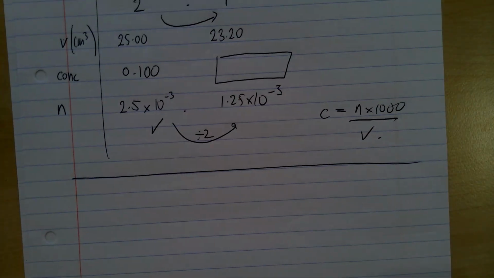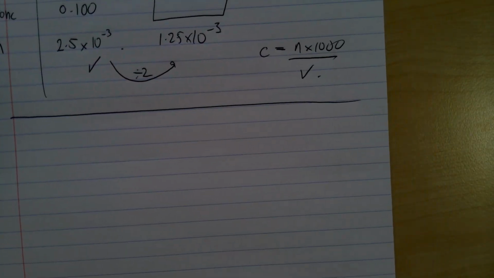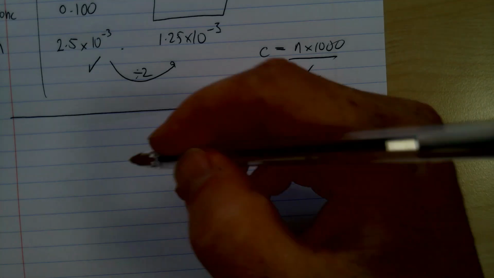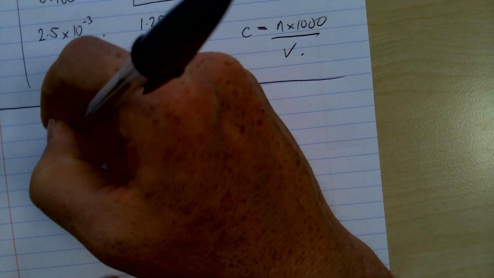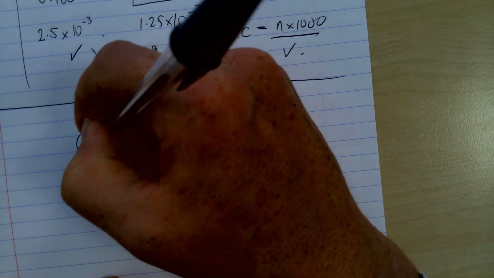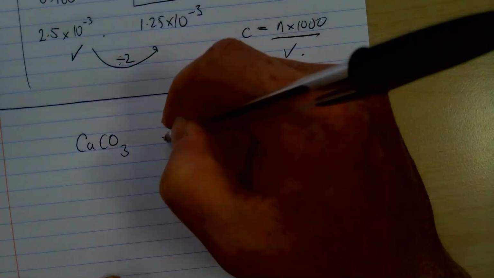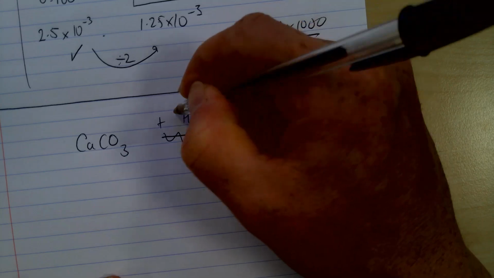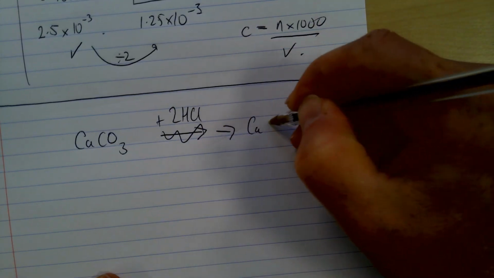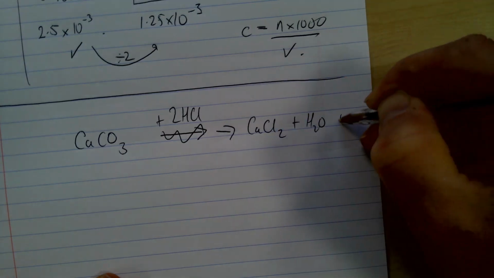Now, the hardest calculation overall to do, and one that you really struggled with in the mock, is when you generate a gas in the reaction, and you might have to work out how much gas is left from a reaction. But let's say we've got calcium carbonate, and let's react it with HCl to give calcium chloride, water and carbon dioxide.